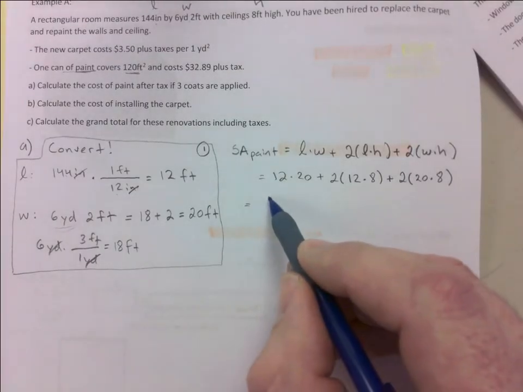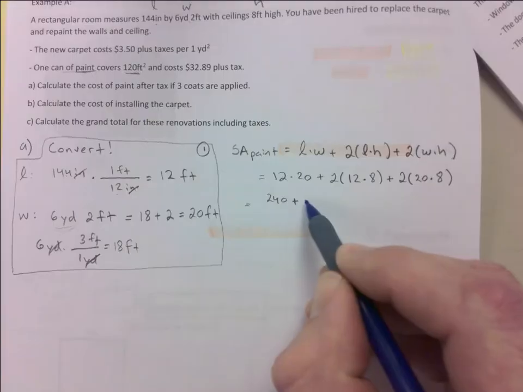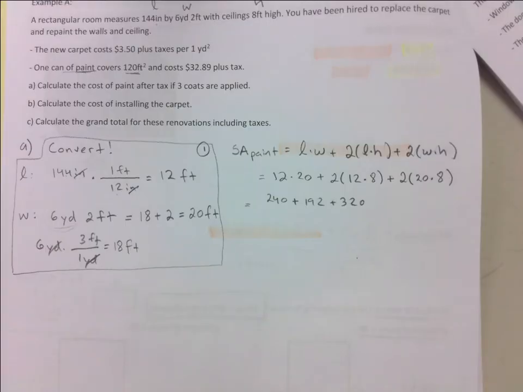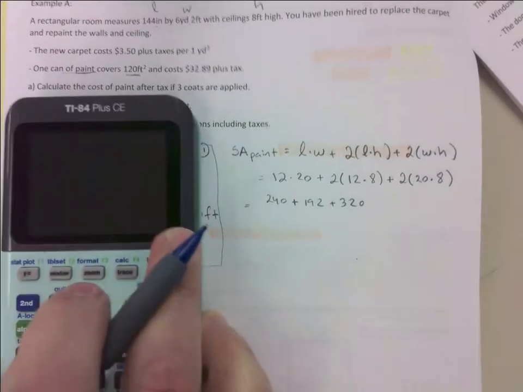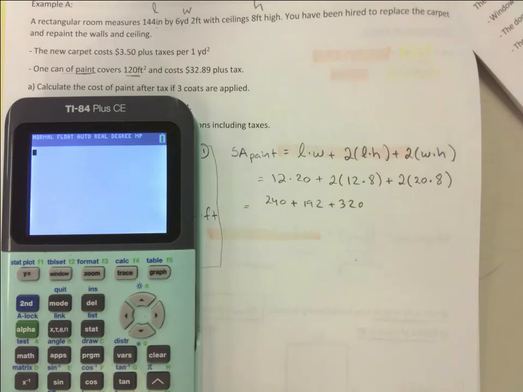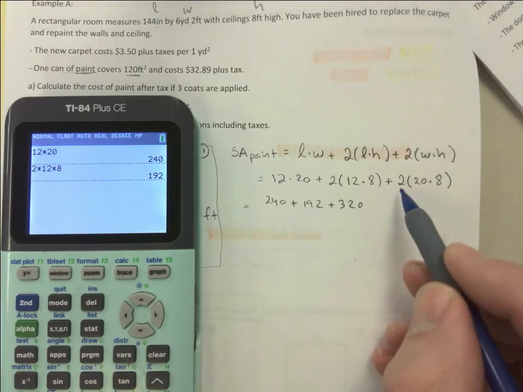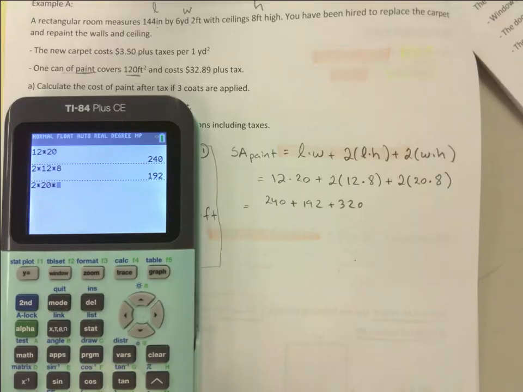You clean that up. I would suggest show your intermediate work. And yeah, if you use this calculator, you have that. I would do it separately. 2 times 12 times 8, that's 192. And then 2 times 20 times 8, that's 320.